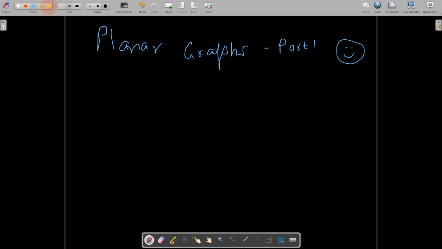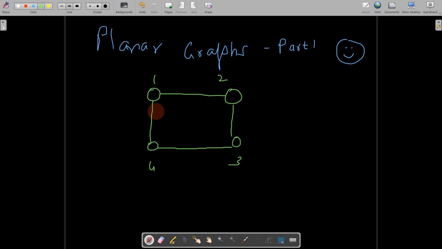Suppose I'll make an example of a graph on 4 vertices, 1, 2, 3, 4. This is the K4 complete graph on 4 vertices. And what we have to do to test whether this graph is planar or not, we make on a sheet of paper or on a plain surface the edges such that no two edges cross each other or intersect each other. That means I have to redraw this graph.